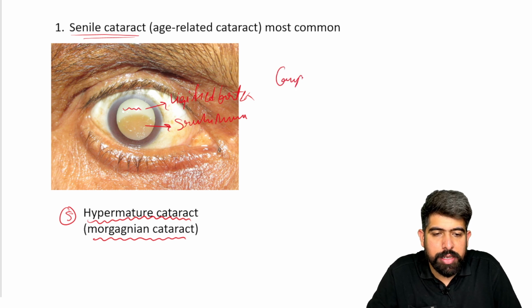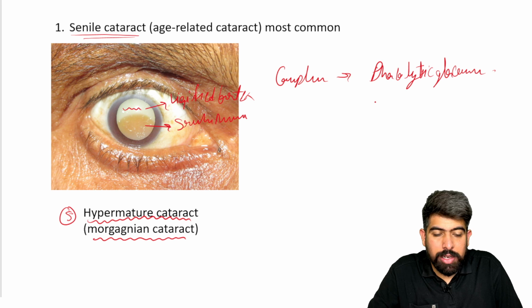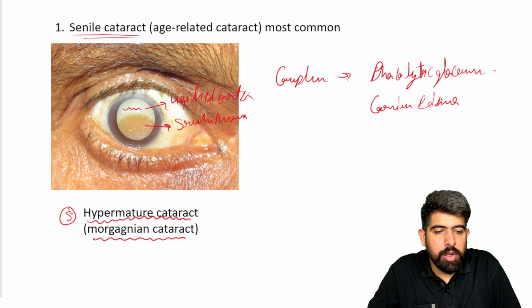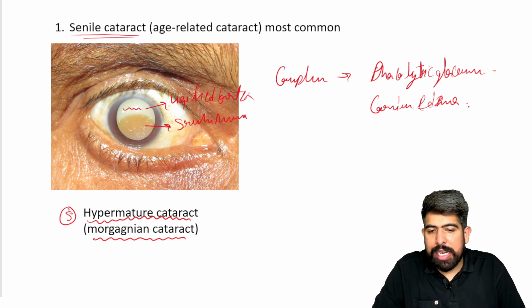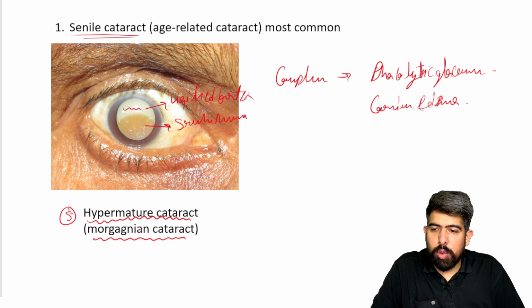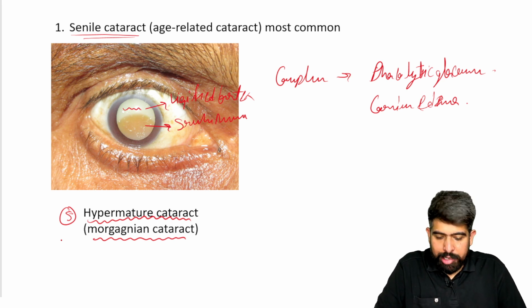The complications of it are phacolytic glaucoma, or it can also cause corneal edema. It can cause the corneal edema or the phacolytic glaucoma. So this is about your hypermature Morgagnian cataract.